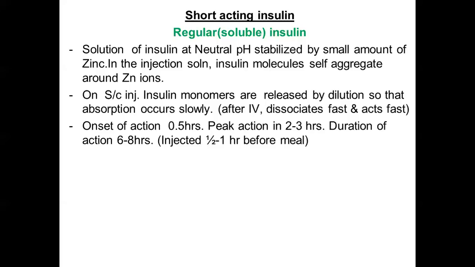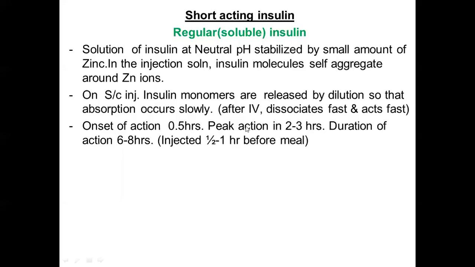So what happens when you give this preparation by the subcutaneous route? So on subcutaneous injection, the insulin is present as aggregates. From those aggregates, insulin monomers are released by dilution so that the absorption occurs very slowly. Okay, but after the IV injection, this is very fast. But most of the times we are giving this injection by the subcutaneous route. So on subcutaneous injection, since the monomers are released very slowly, the absorption occurs slowly.